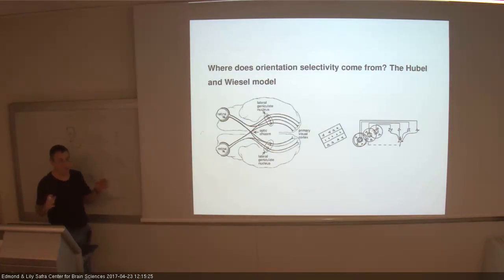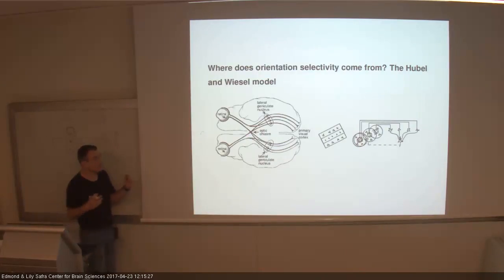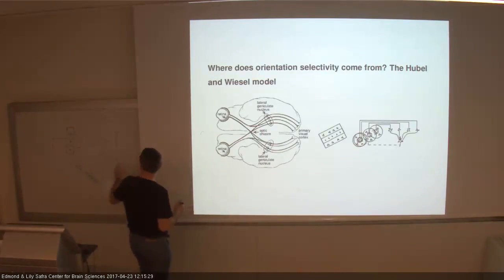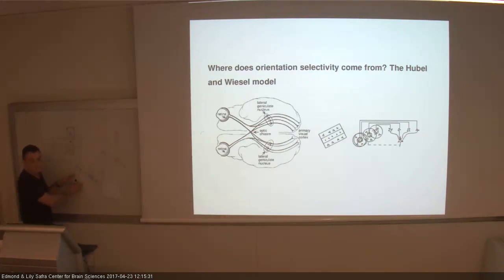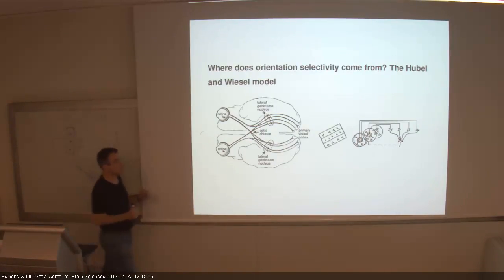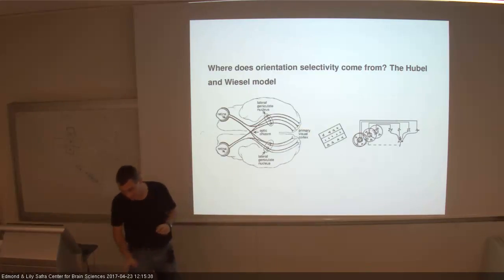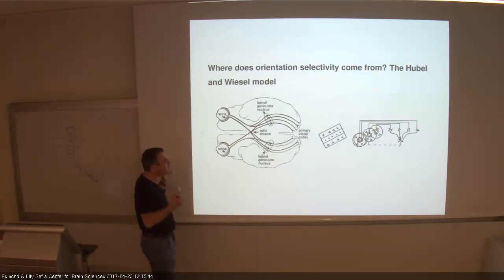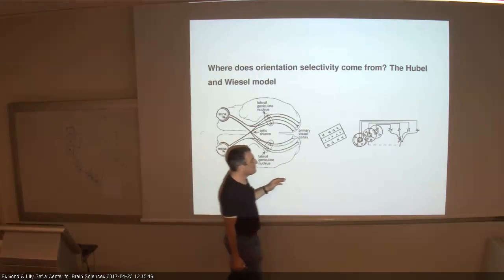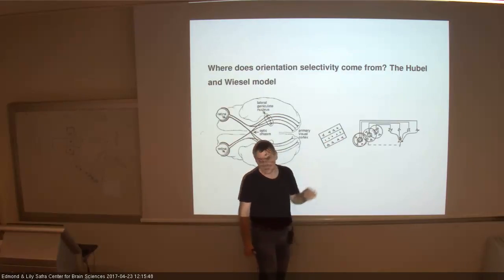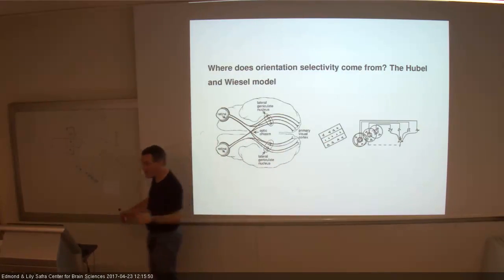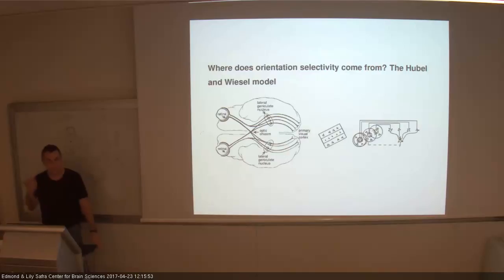One possible mechanism, the classical mechanism that was proposed by Hubel and Wiesel, is something like this. The specific structure of connectivity underlies the emergence of orientation selectivity. And the belief is, in some sense, that the same principles that underlie selectivity to orientation in the primary visual cortex also underlie other types of selectivity in other cortical regions.